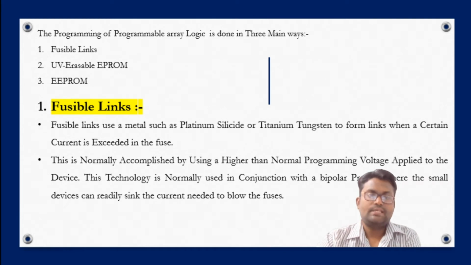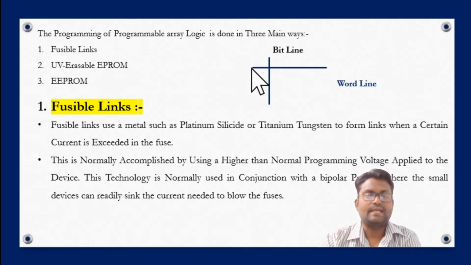For making any memory cell, first we need a bit line. This vertical line represents a bit line. When we connect this bit line, this vertical line, with the horizontal word line, then the interconnection between the bit line and word line is known as a memory cell. Here certain bits are stored. When these are connected with each other, we can say some bits are stored into it.